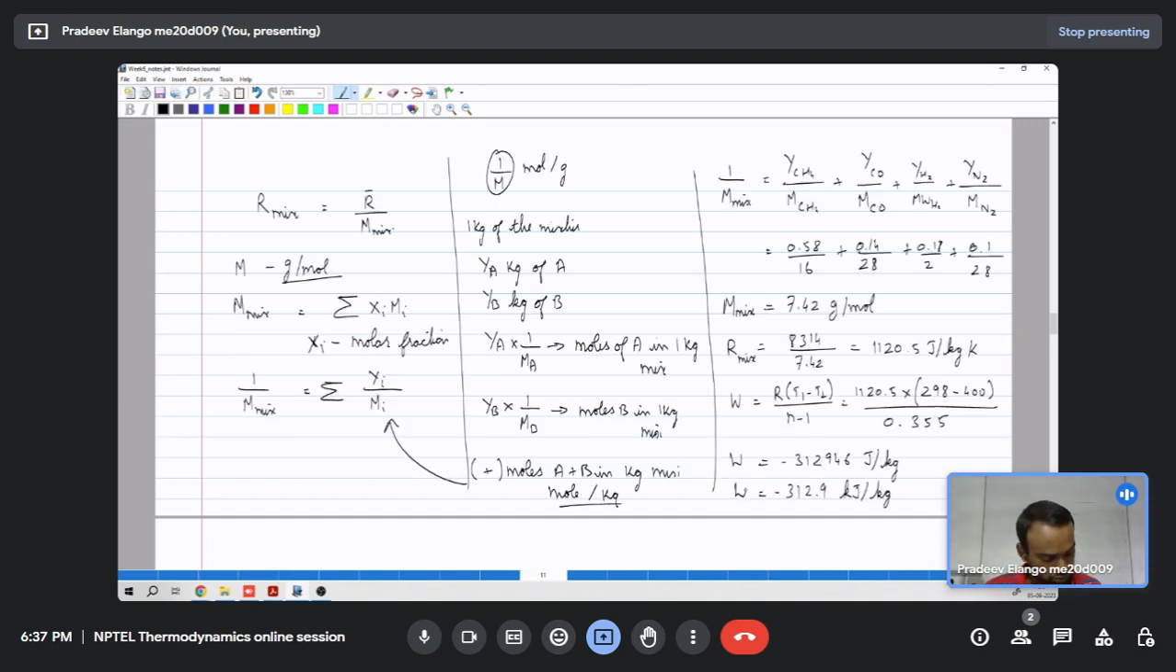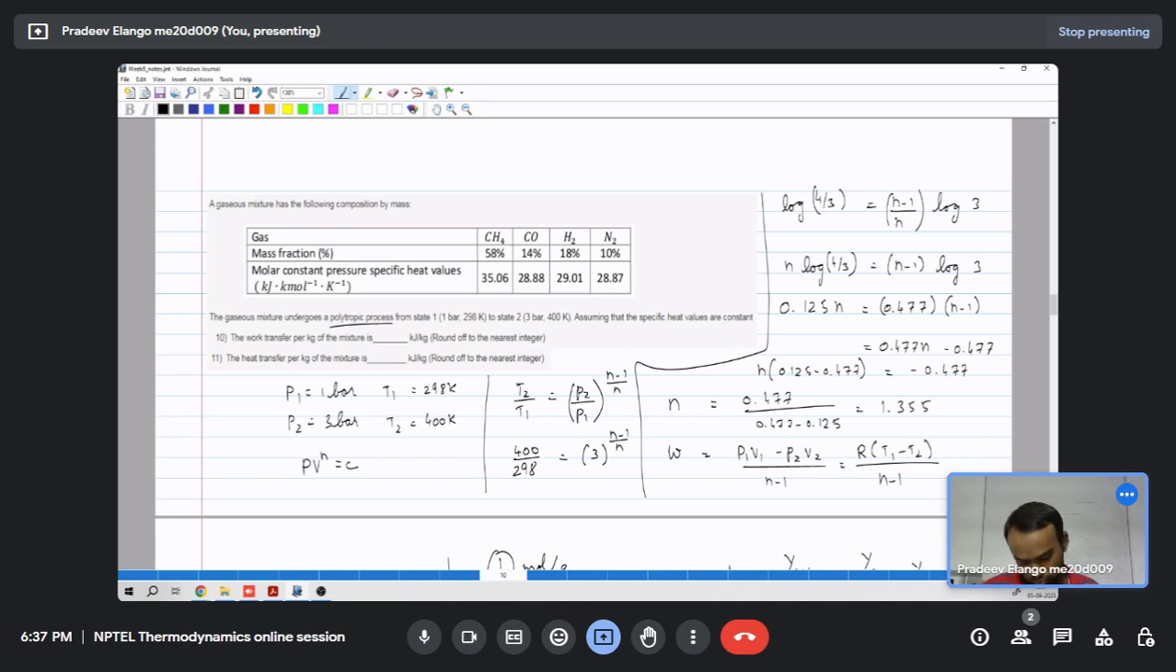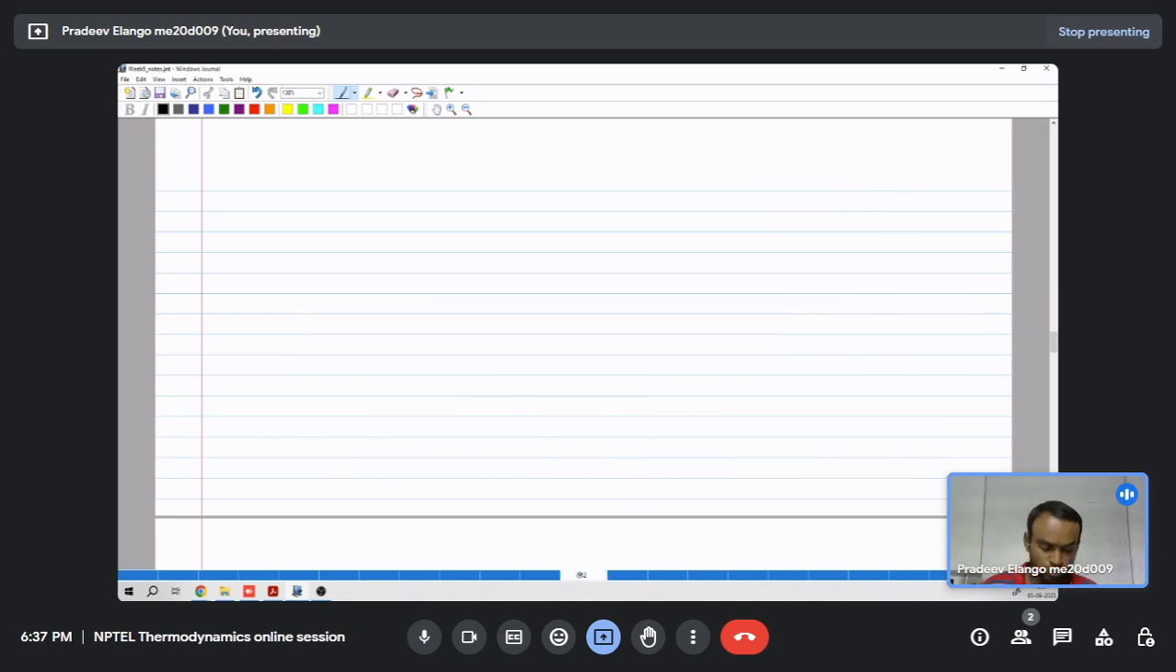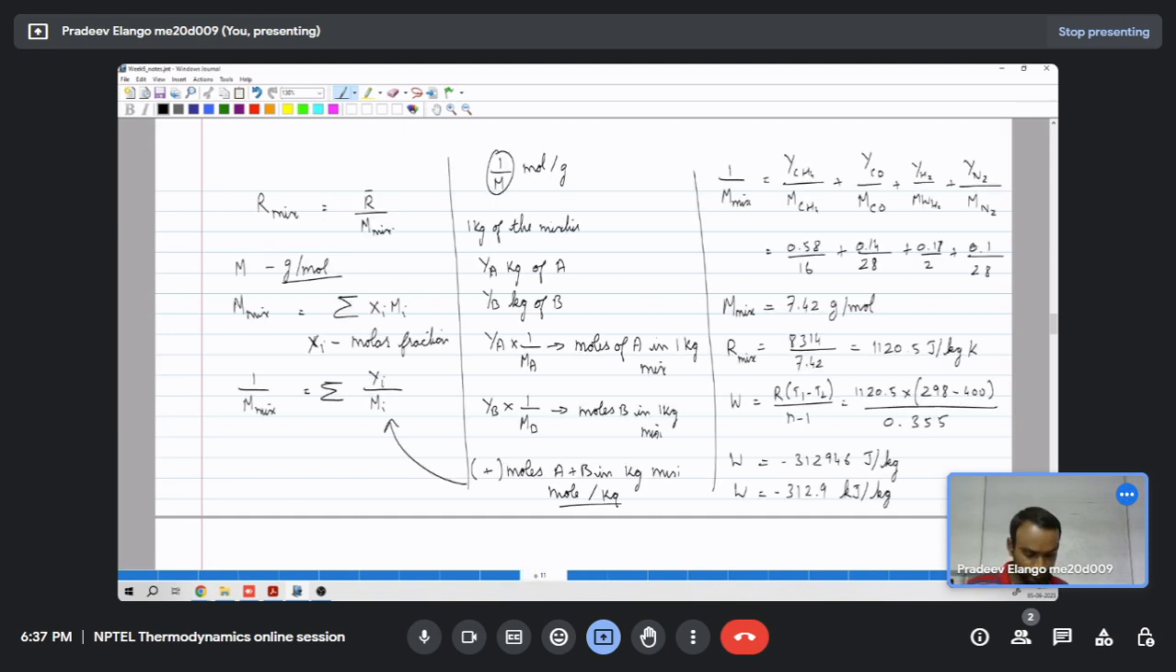Now we have to calculate the heat transfer of the mixture. So we know Q is del U plus W. We know the value of W. We need to find del U. Del U is also given by Cv into temperature change. So now for this we need to calculate the Cv of the mixture.